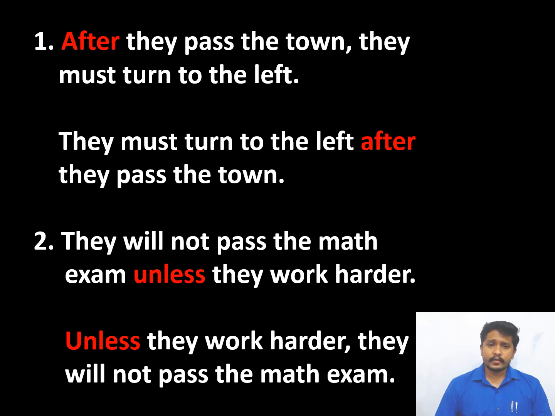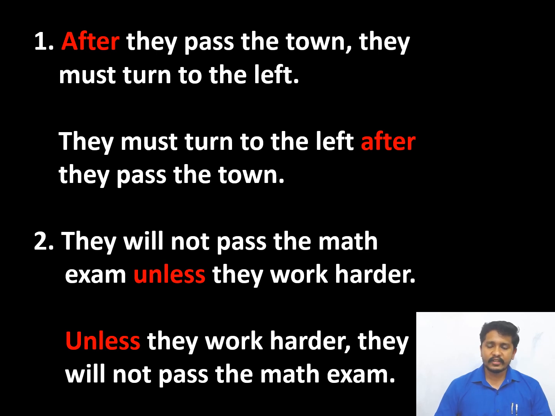Look at this example. After they pass the town, they must turn to the left. One more. They must turn to the left after they pass the town. There are two sets of examples by using the conjunction after. First one, after they pass the town, they must turn to the left. The conjunction after is used at the beginning of the sentence. Second, they must turn to the left after they pass the town. Here the conjunction after is used in the middle of the sentence.